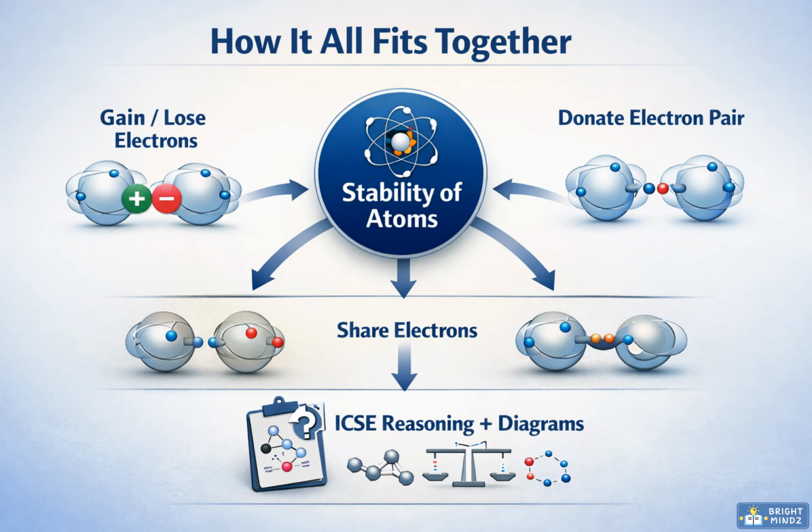The best way to understand bonding is to start with the reason behind it. Atoms bond because they become more stable, usually by reaching a fuller outer shell. From that idea, the main bonding patterns become easier to follow. Atoms may lose or gain electrons to form ionic bonds, share electrons to form covalent bonds, or donate a pair of electrons to form coordinate bonds. Once these patterns are clear, ICSE questions become less about memorizing and more about explaining diagrams, comparing bonds, and justifying properties logically.